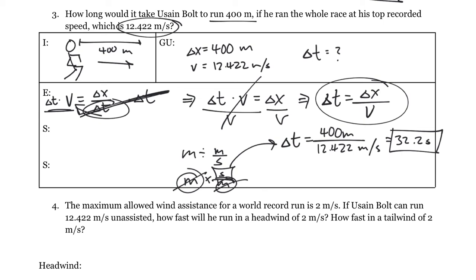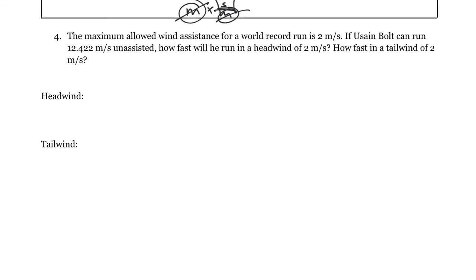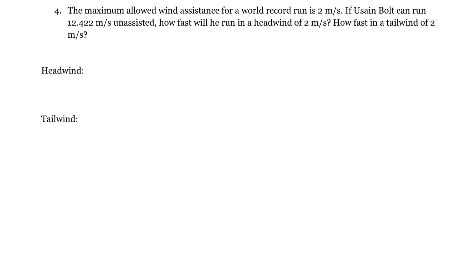All right, number 4 down here is a little bit different. It is not super much calculation. It's more thinking and figuring out stuff with vectors. So the question says the maximum allowed wind assistance for a world record run is 2 meters per second. This is real facts. When runners are running, if the wind is too strong behind them or in front of them, they don't count the times anymore because of the wind assistance. Anyway, if Usain Bolt can run 12.422 meters per second unassisted, that's with no wind, how fast will he run in a headwind of 2 meters per second? And then how fast in a tailwind of 2 meters per second?